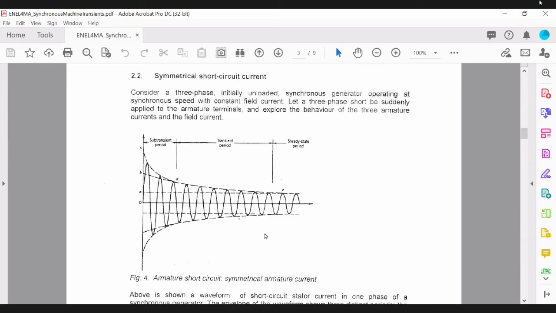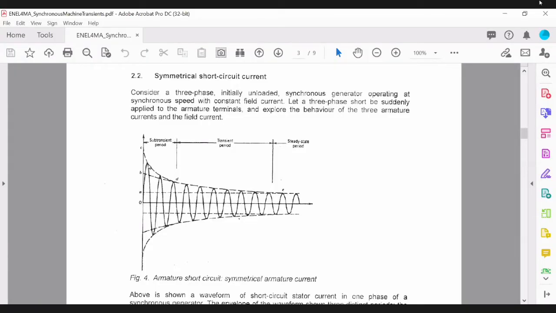So now coming back to your synchronous machine, if your machine is initially unloaded and you're operating at synchronous speed with constant field current, and suddenly you apply a three-phase short circuit at the terminals of the generator, you will find that the current in the three-phase armature will respond in the way that we are showing in figure 4.